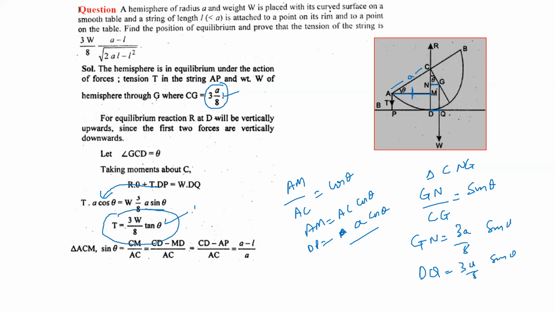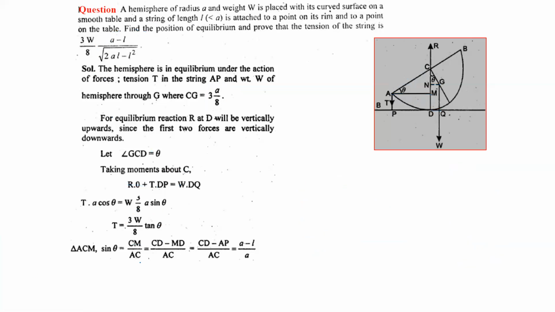But tan theta, theta is supposed by us. It is not given in the question. So we need to find the value of tan theta in terms of a and l. The question will be completed when we get the value of tan theta in terms of a and l. So now let us see how it can be evaluated.